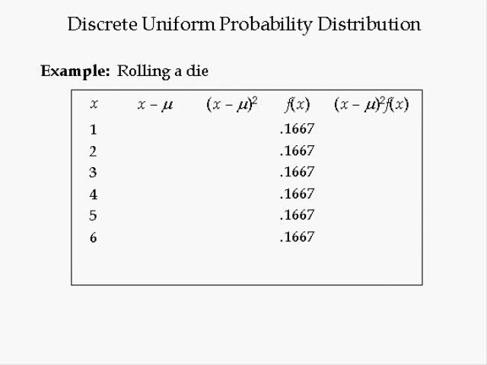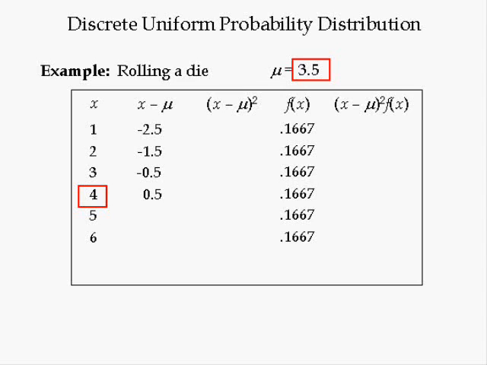Recall we can compute the variance of any discrete random variable. We first must compute the deviations from the mean. There are 6 of these in the rolling the die example. With the mean being equal to 3.5, the first deviation from the mean is 1 minus 3.5, which is negative 2.5. The second deviation is 2 minus 3.5, which is negative 1.5. The third deviation is 3 minus 3.5, which is negative 0.5.